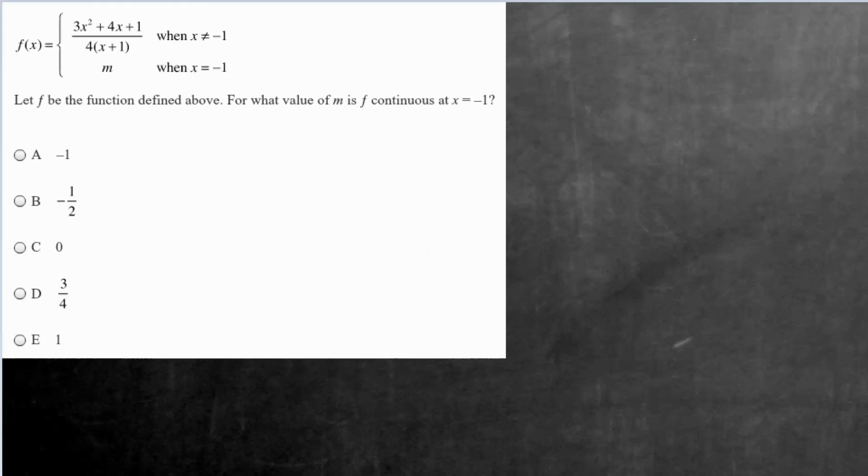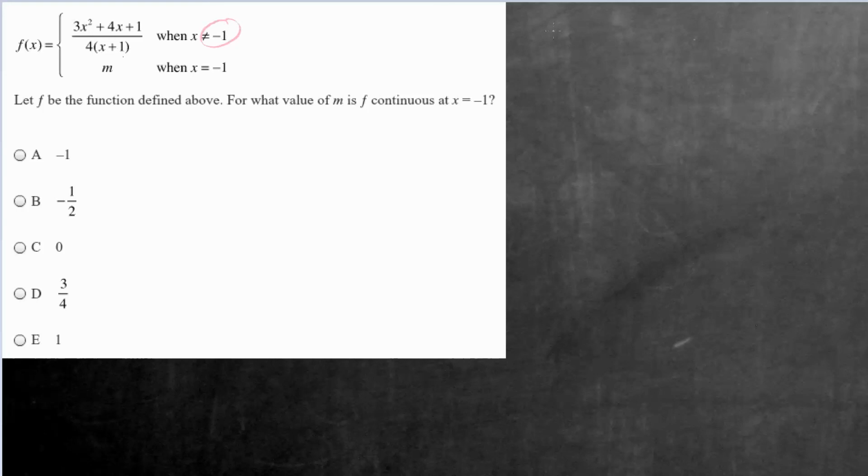All right. I think we got number 17 here. We'll let f be the function defined for what value of m is f continuous. So for them to be continuous, they would have to be equal. So let's take a look. When would that be equal to m? Right now we can't put the -1 in as far as our substitution goes.